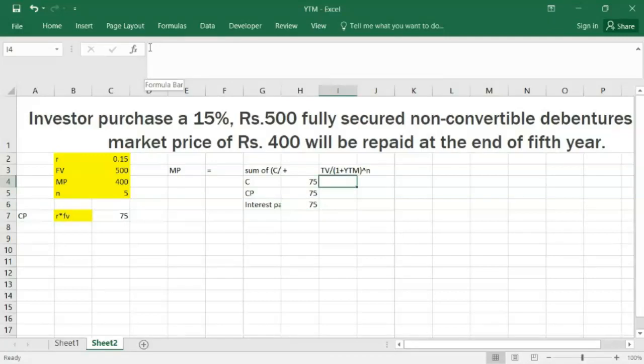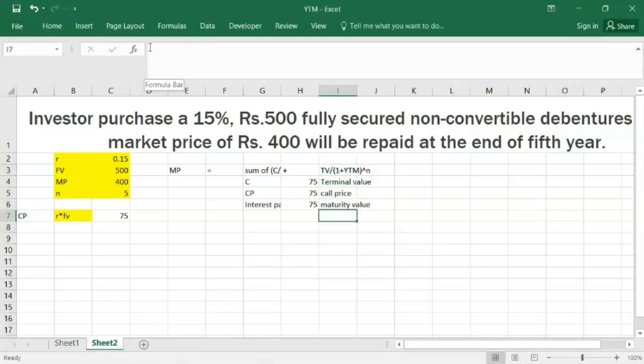And here you can take TV. What exactly is TV? TV is the terminal value, or maturity value, or call price. We call it the call price if it is yield to call. Or the maturity value. You can take it as T.